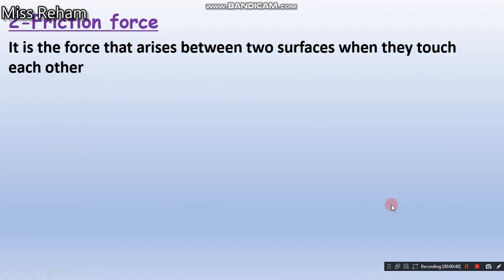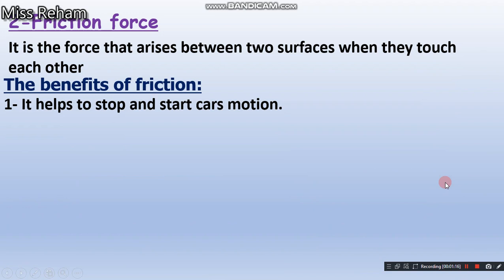So what is meant by friction force? Friction force is a force that arises between two surfaces when they touch each other. When you walk on the ground, there is a friction force between your foot and the ground. When the car moves on the road, there is a friction force between the car tire and the road, and so on. Any two objects that touch each other, there is a friction force between them.